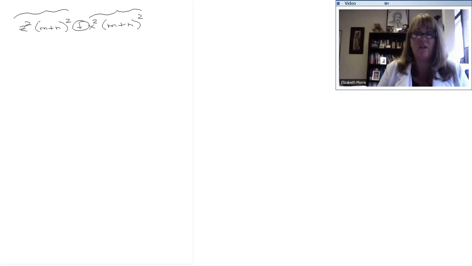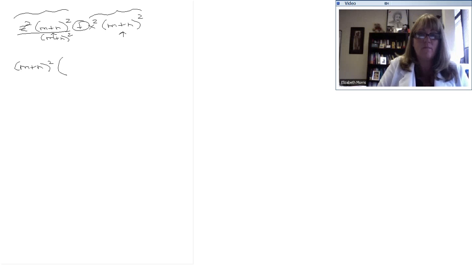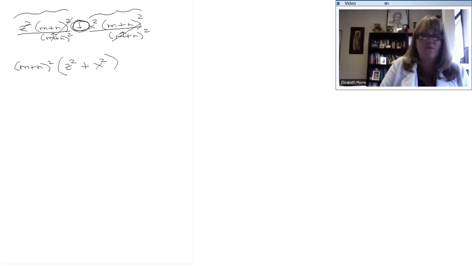Do they have anything in common? Well, they sure do. It's the m plus n, and the lowest exponent is the same, it's 2. So I can take out an (m plus n) squared and tell you what's left. Okay, that's gone. So I'm left with z squared plus x squared. And I'm done. I've turned something that was being added into something that's being multiplied.